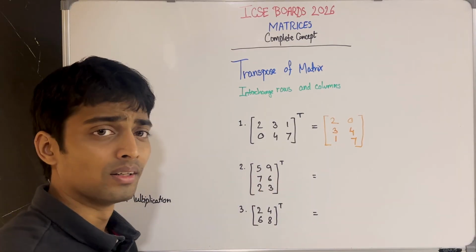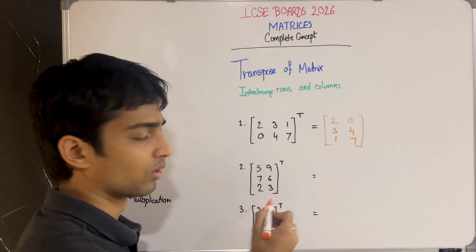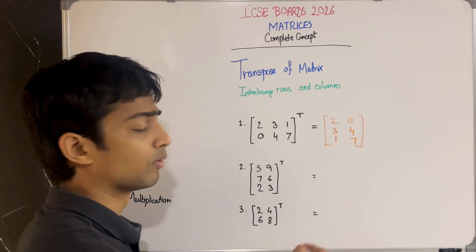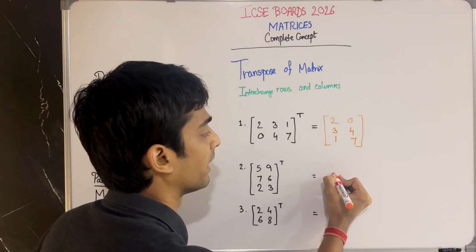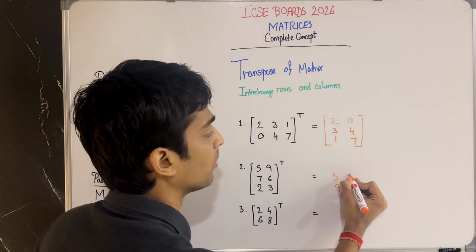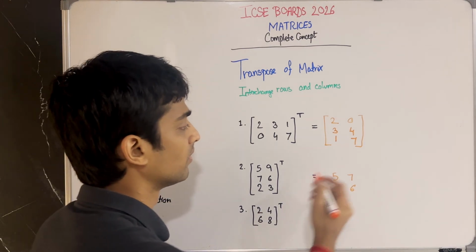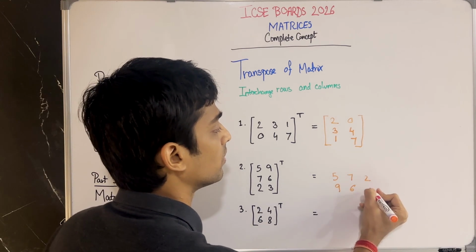Again, we go row by row and we make them into columns. So first row, second row, third row. First row is 5, 9. It will become first column here. So 5, 9. Second row is 7, 6. It will become second column 7, 6. Third row is 2, 3, it will become third column 2, 3.